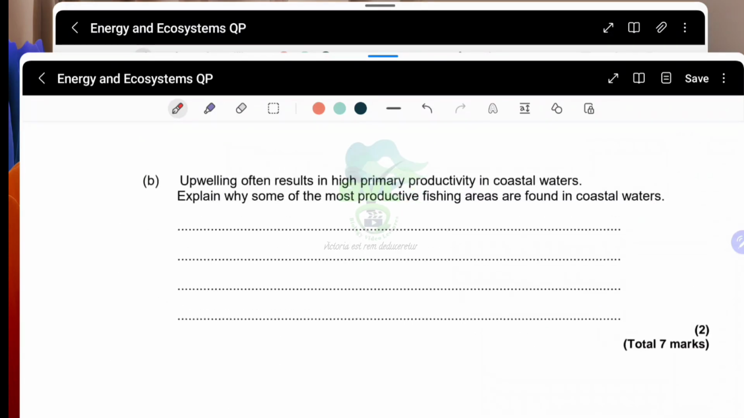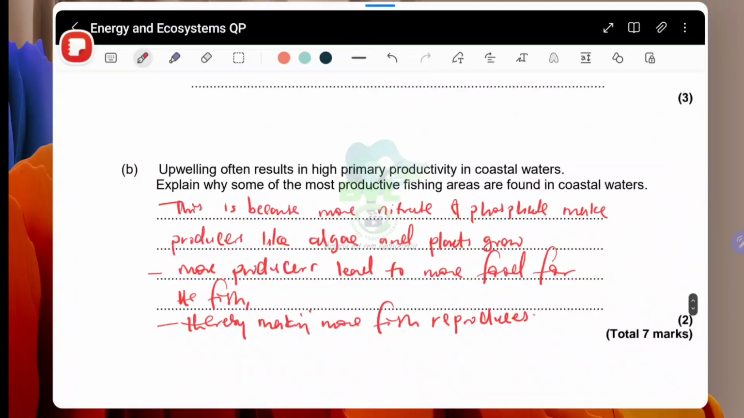That should be because the more nitrates and phosphates you have, the more producers you have, producers like algae and plants will grow. More producers lead to more food for the fish, thereby making more fish to reproduce. It's just because you have a lot of these two, plants will grow. In this case, the first to grow are the likes of algae. And once you have a producer, you can rest assured that other organisms will grow there.